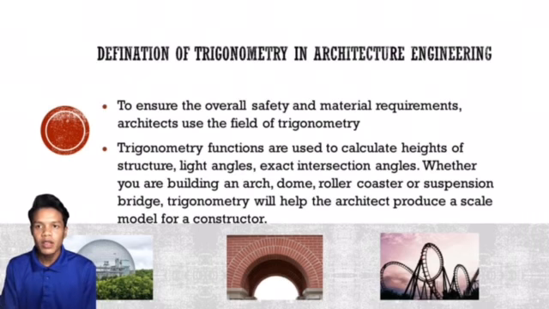Definition of trigonometry in architecture engineering. First, to ensure the overall safety and material requirements, architects use the field of trigonometry. Trigonometry functions are used to calculate heights of structures, like angles, exact intersection angles. Whether you are building an arch, dome, roller coaster or suspension bridge, trigonometry will help the architect produce a scale model for a constructor.